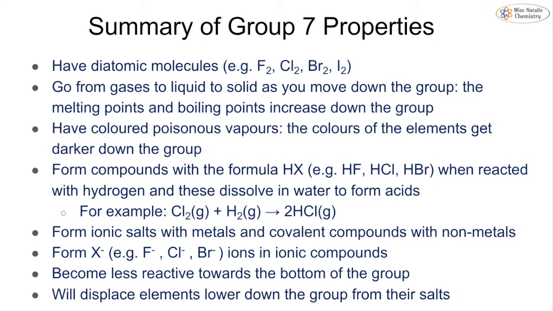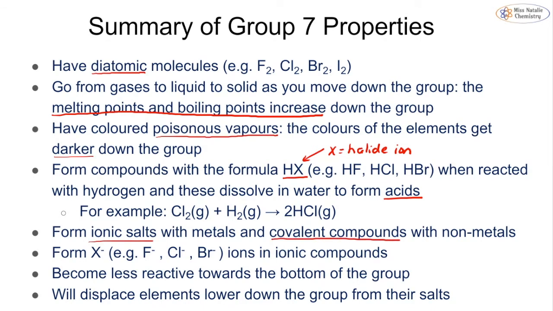So to summarise the properties of group 7 that you should know, well, we know that they are typically diatomic because 4 of our 7 diatomics are in the halogens, so fluorine, chlorine, bromine and iodine. We go from gases to liquids to solids down the group because we have an increase in our melting and boiling points. They are coloured poisonous vapours, and the colours get darker as you go down the group. They can form compounds with the formula HX, and X is just any of the halide ions, so fluoride, chloride, bromide and so on. And they form these when they react with hydrogen, and we can dissolve these in water to form acids. They can form ionic salts with metals and covalent compounds with non-metals.